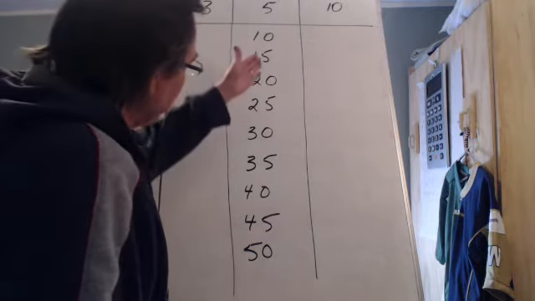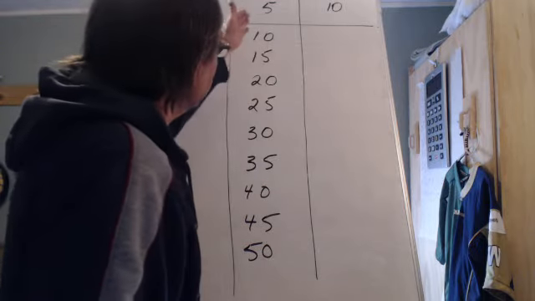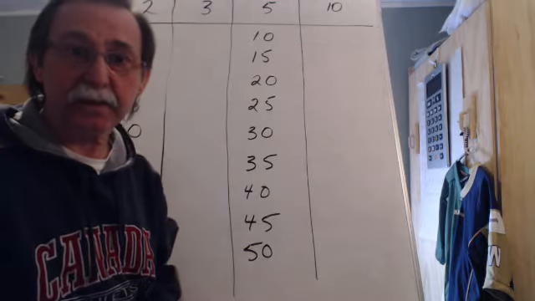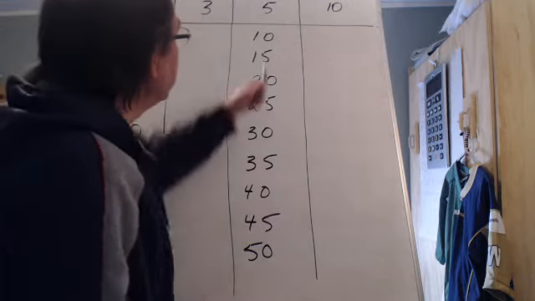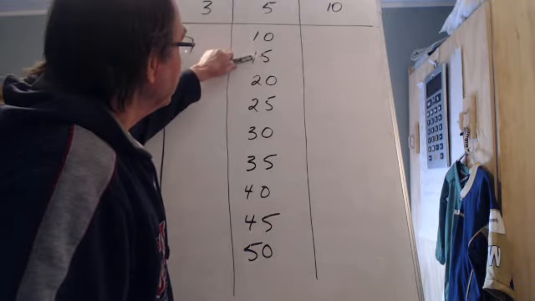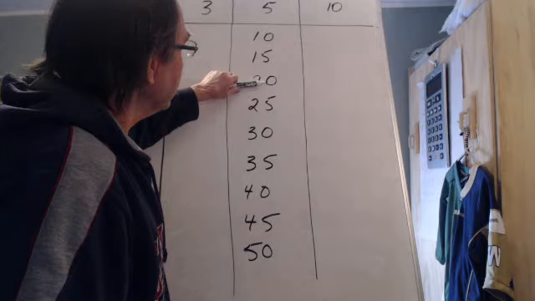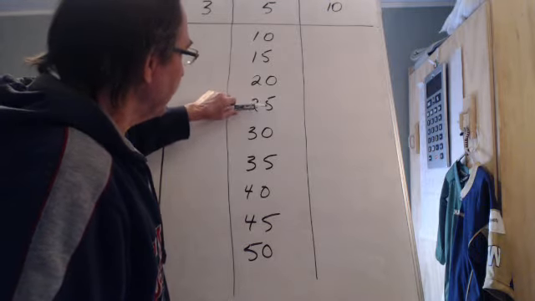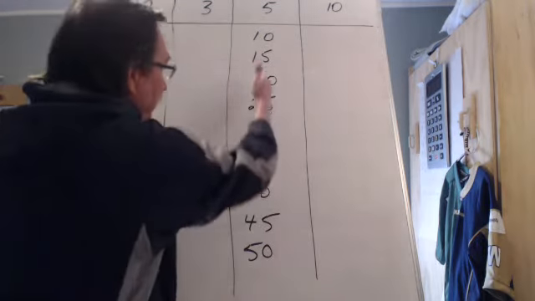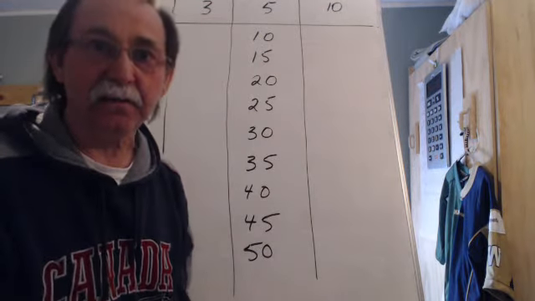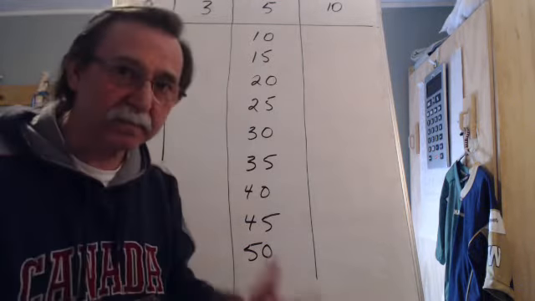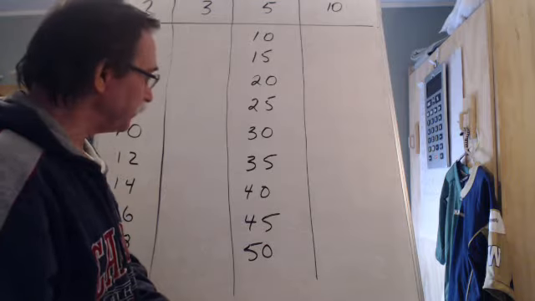Is there anything that you recognize? Can you see anything on the 5s column that is happening, any kind of pattern or anything like that? Well, hopefully you'll see that it starts with a 5, ends with a 0, ends with a 5, ends with a 0, ends with a 5, ends with a 0. Everything in the 5 times table ends in either a 5 or a 0. Okay, that's a pretty straightforward one.